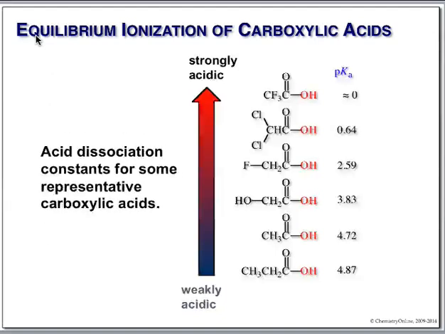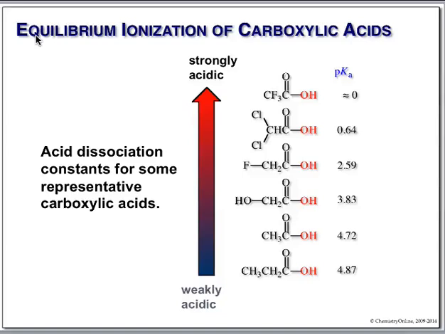Here's a nice set just to look at. We know that an alkyl group is electron donating, isn't it? Remember this from electrophilic aromatic substitution. Therefore, this is a weaker acid than acetic acid. And as we put things on that can withdraw electrons, we get a stronger and stronger acid, finally down to trifluoroacetic acid, which is the strongest of the acetic acid family. Any questions?